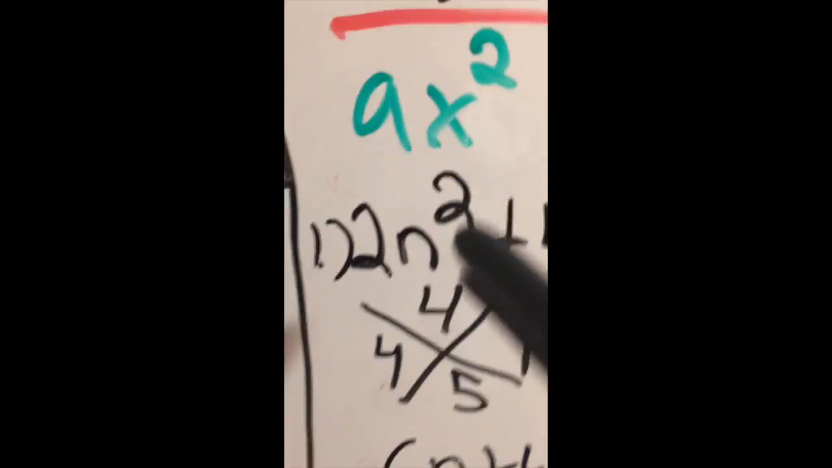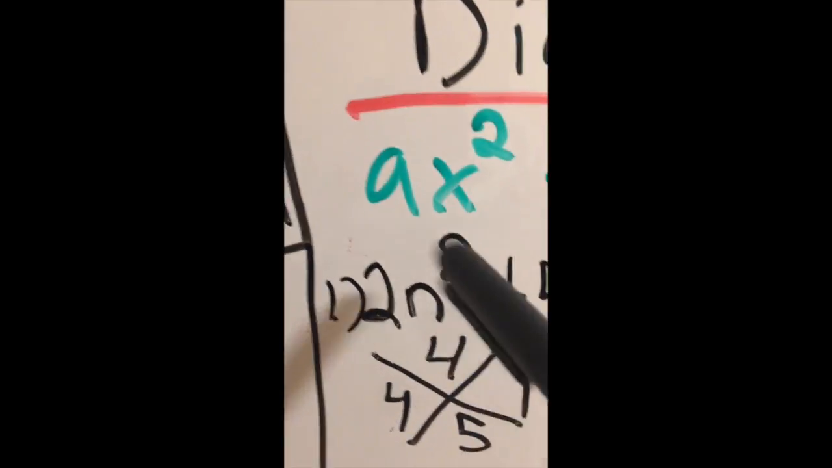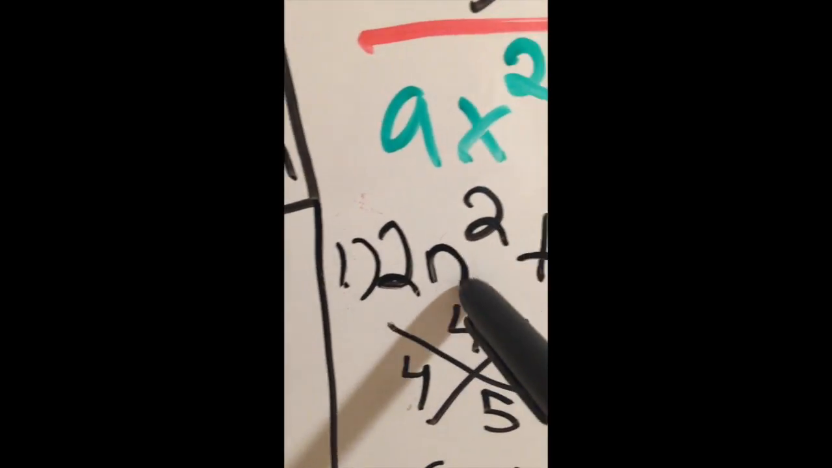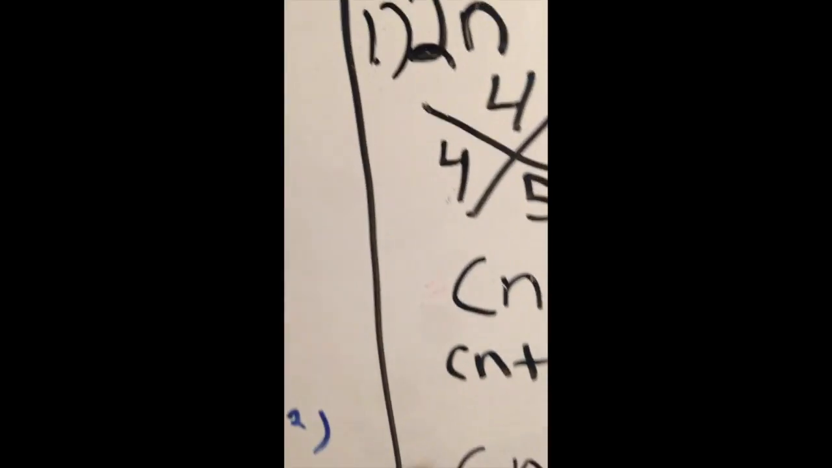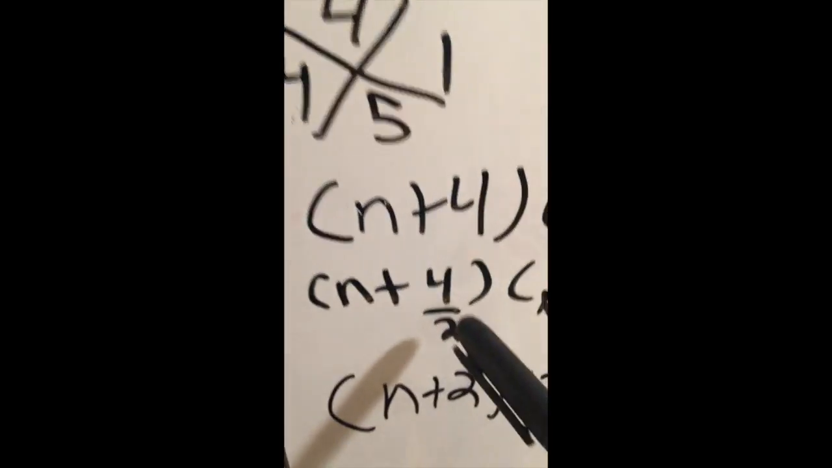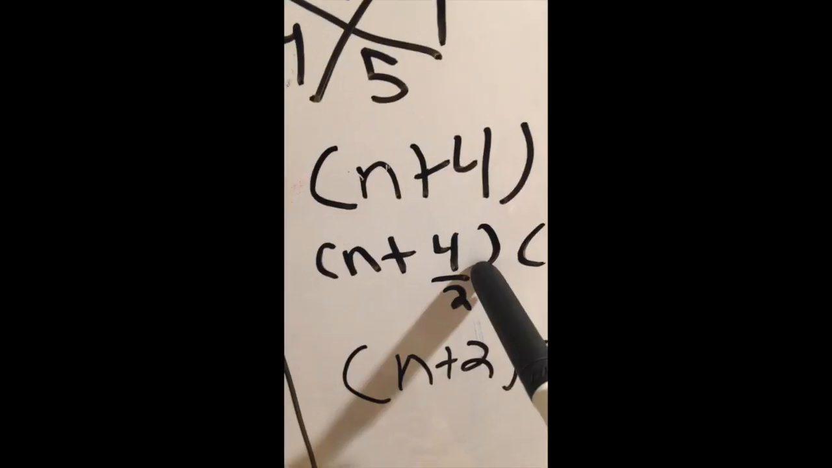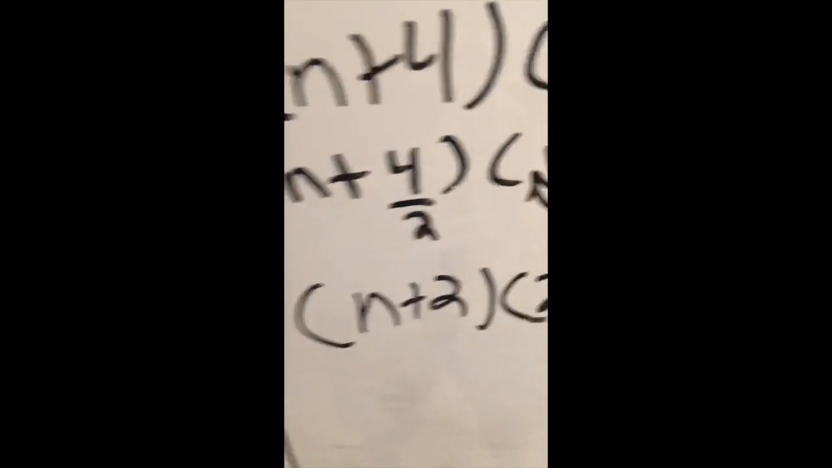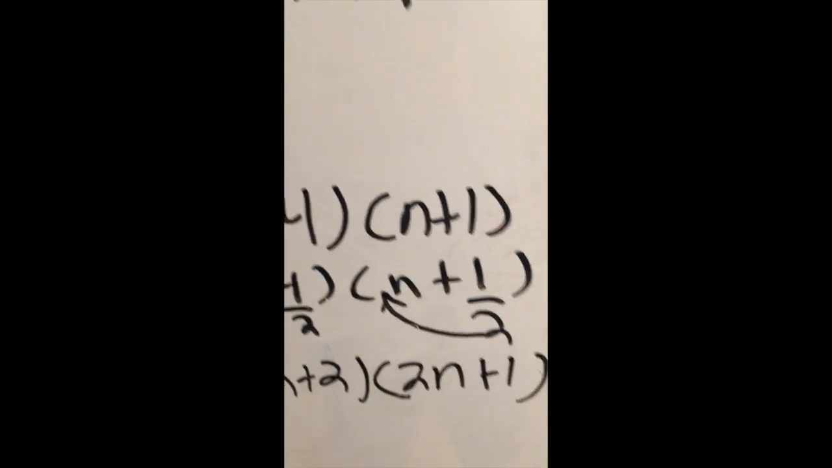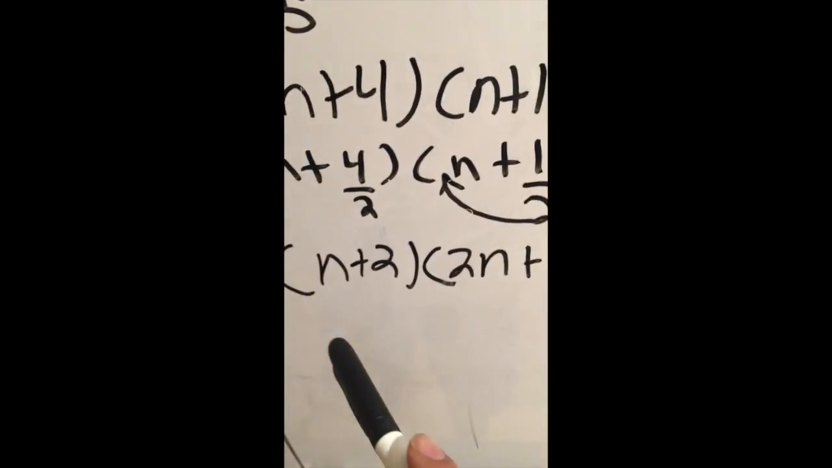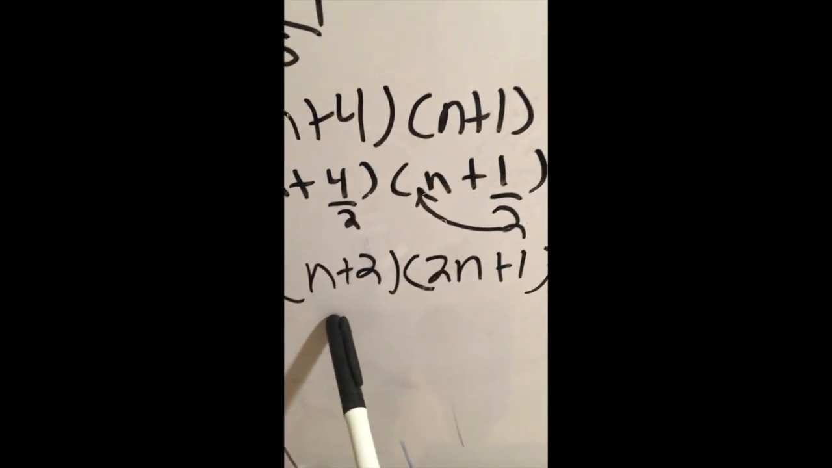But as you can see here, there's a 2 right here in the beginning. You would want this isolated. So what we're going to do is we're going to divide the 2 by the numbers. And this 4 is divisible by 2. So this becomes n plus 2. But over here, this 1 is not divisible by 2. So we're going to move this 2 over in front of that n. So our final answer is n plus 2, and then 2n plus 1.